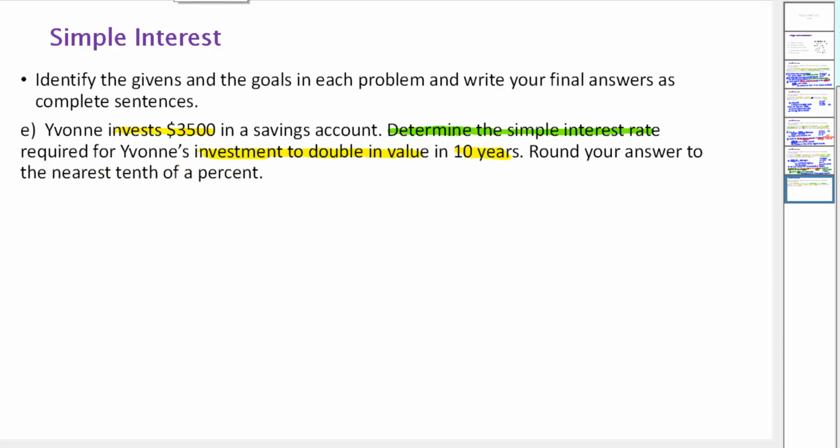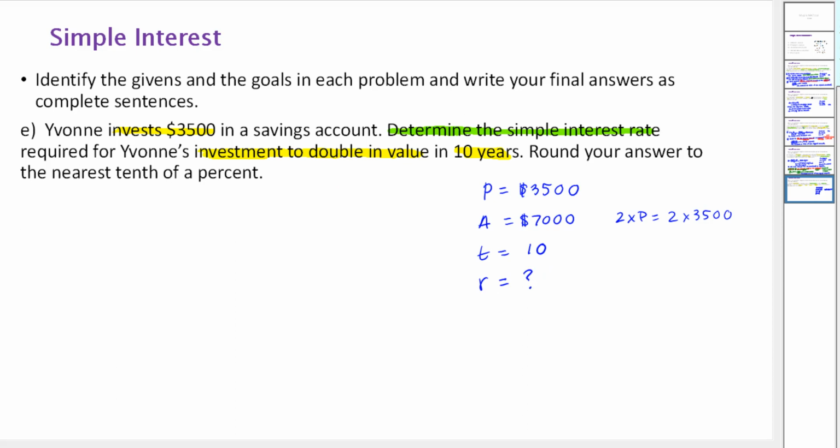Okay, so let's use the letters for simple interest problems with the known quantities. So we know the principal, the initial investment, is $3,500. We know we want the end amount to be 2 times the principal. So 2 times 3,500 is 7,000. Okay, and I got that from 2 times the principal is 2 times 3,500. And what else are we given? Time in years, so T equals 10 years. And we're asked to determine the simple interest rate, so we don't know little r. So I'm going to put r with a question mark.